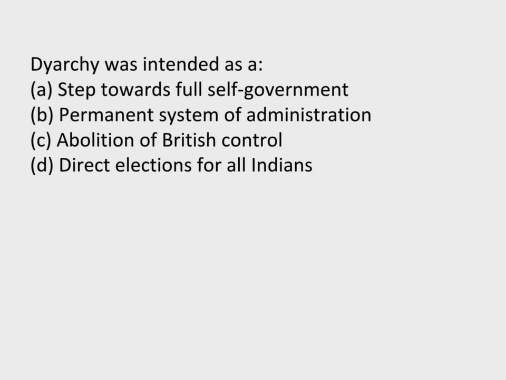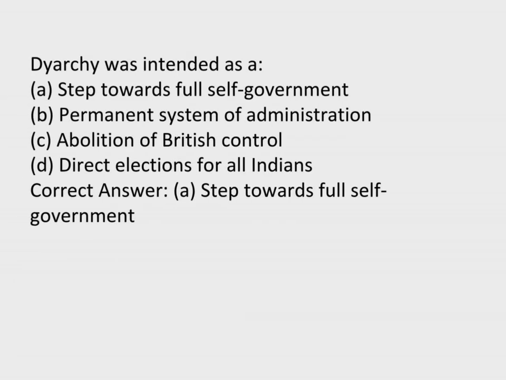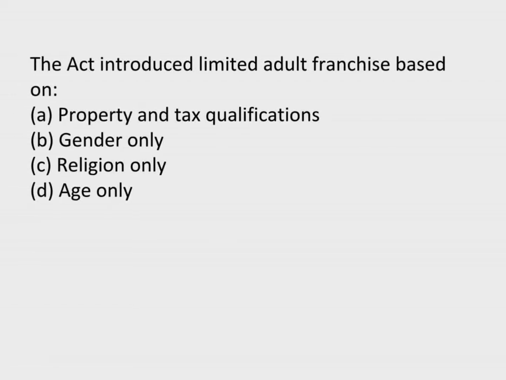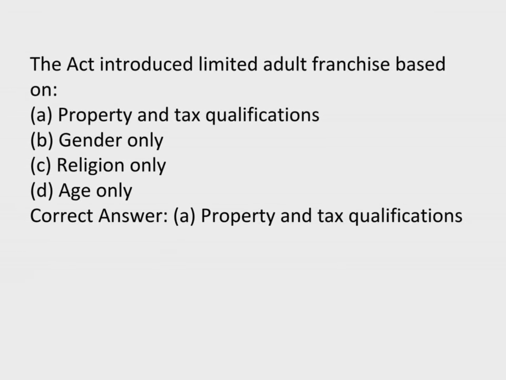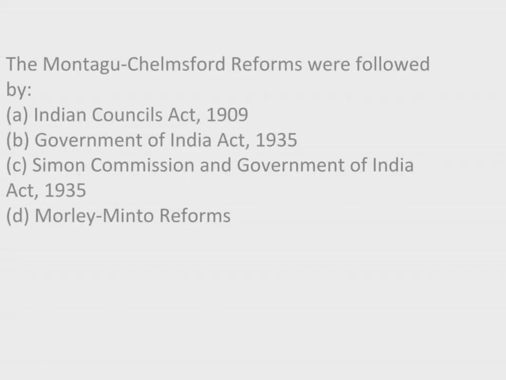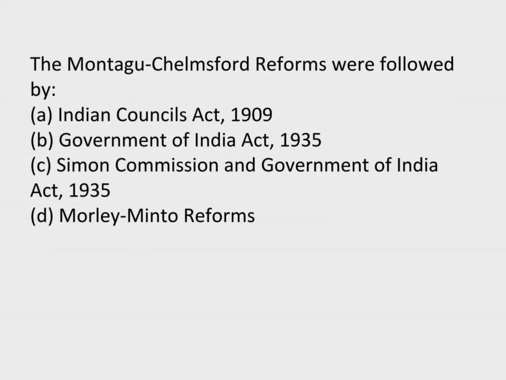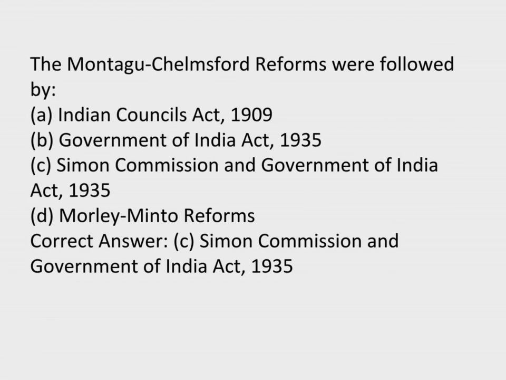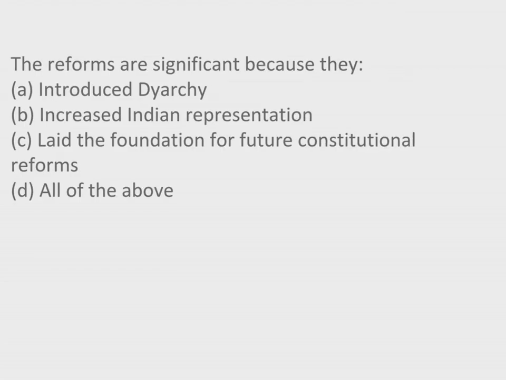21. Diarchy was intended as a. Correct answer, A. Step towards full self-government. 22. The Act introduced limited adult franchise based on. Correct answer, A. Property and tax qualifications. 23. The Montagu-Chelmsford reforms were followed by. Correct answer, C. Simon Commission and Government of India Act, 1935.